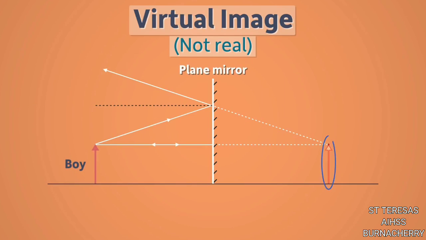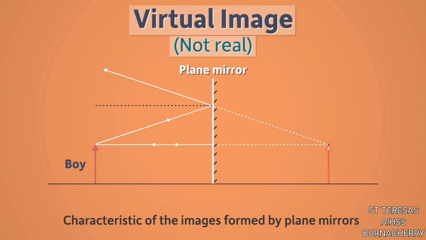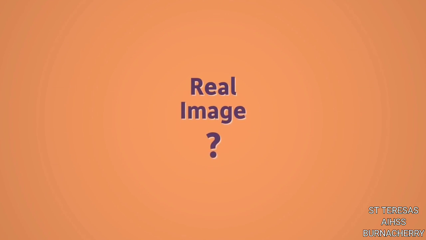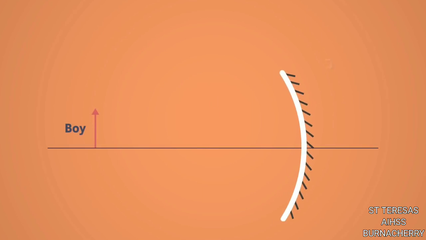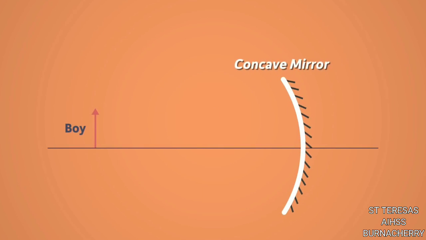A virtual image is formed when the light rays diverge after reflection from the mirror. Every plane mirror forms a virtual image. This is the first characteristic of the images formed by plane mirrors. Images formed by plane mirrors are virtual and not real. So what is the real image then, and how are they formed? Let's replace this plane mirror with a spherical concave mirror. Why? It's because real images can be formed by concave mirrors.